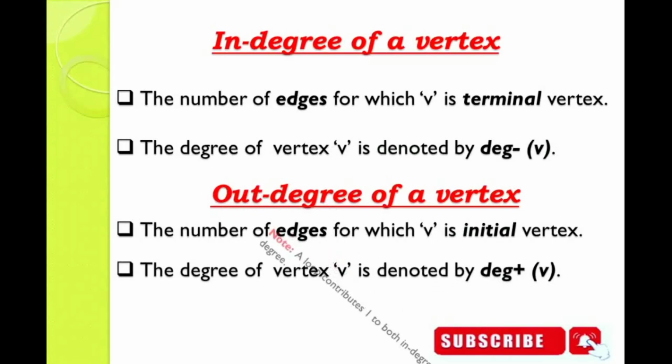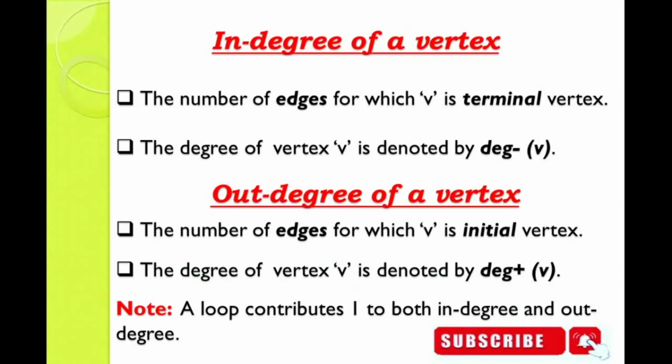Okay, here one important condition is there. In the previous video lecture we discussed that a loop always contributes twice to the degree, right? In a directed graph we consider that a loop contributes 2, but we take one as in degree and the other as out degree. If we add the in degree and out degree, we always get the degree as twice. Okay, so let us see one example.